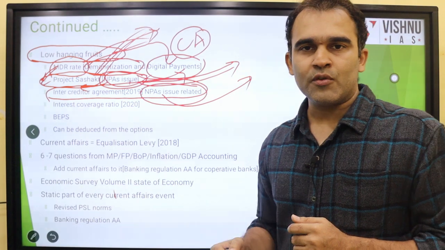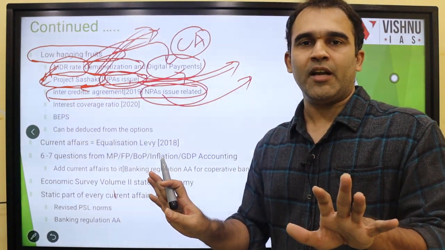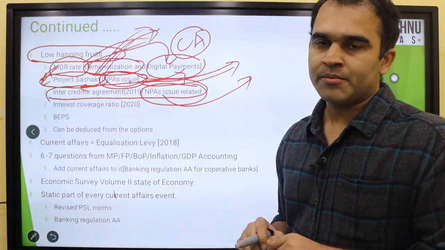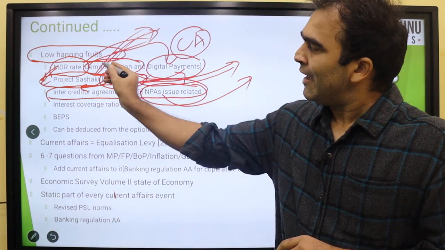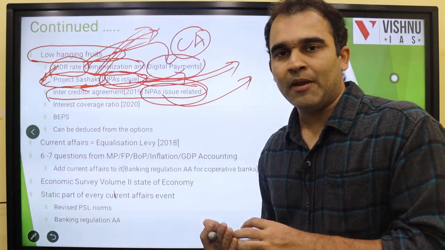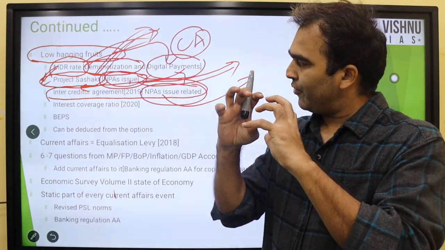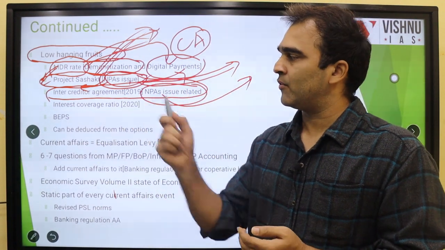These are just low-hanging fruits. As I said, go through the newspaper every day, just pick out those terms, and you will become familiar. It's all about how familiar you are with these terms.